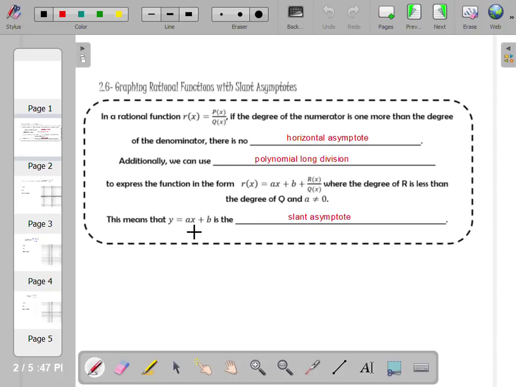I'm going to go through some slant asymptote problems with you because I don't think I'm up for this with my sickness. I'm not feeling so hot. So here's what I'm going to do. I'm going to do the notes with you and then you guys can do the practice problems.